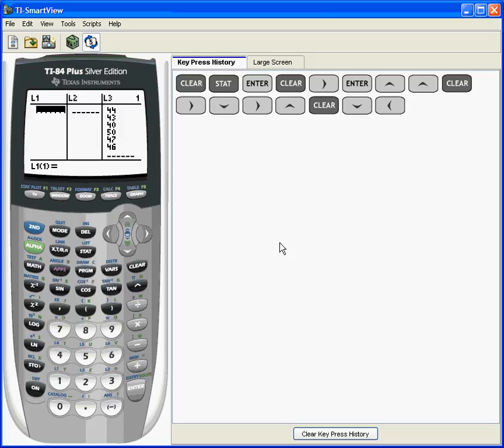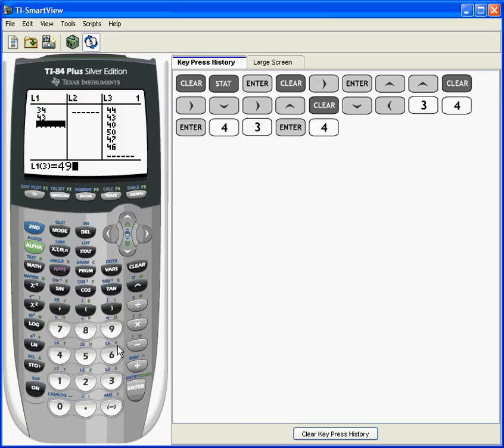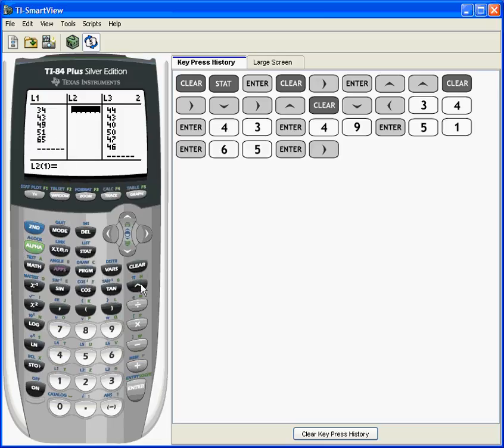Okay, so here are the calculator screenshots for working on that last example in correlation. So first we want to enter our data. So this is the age of the women in the study in list 1, and then the bone density.